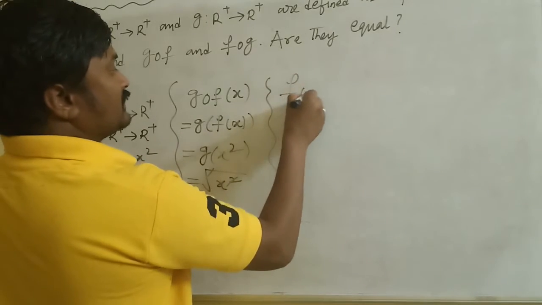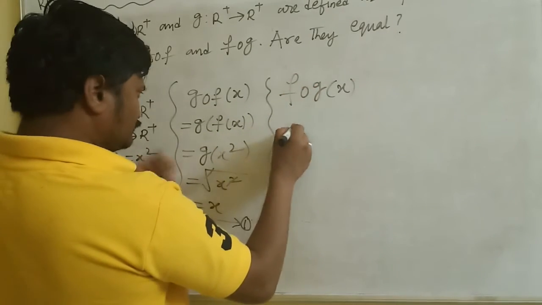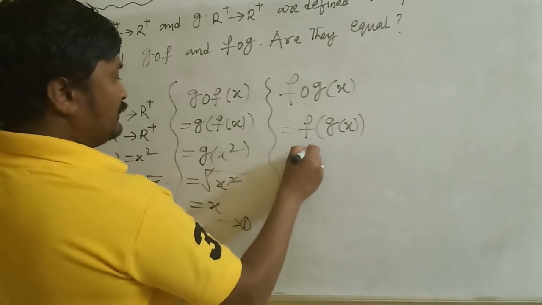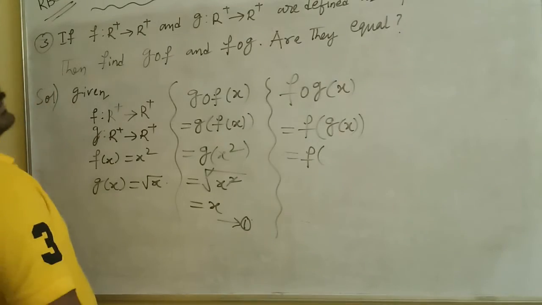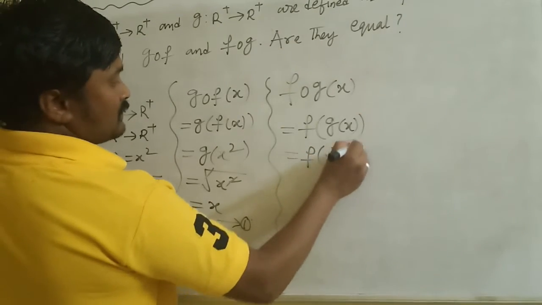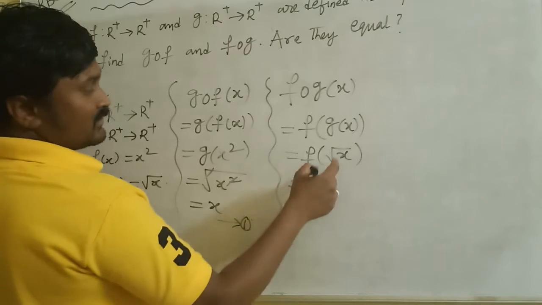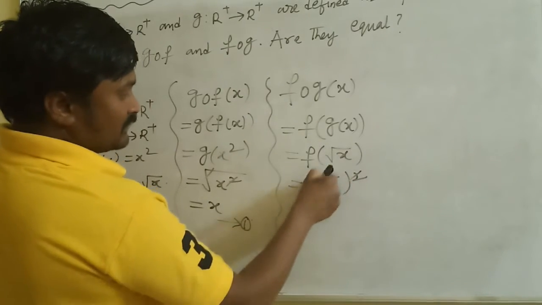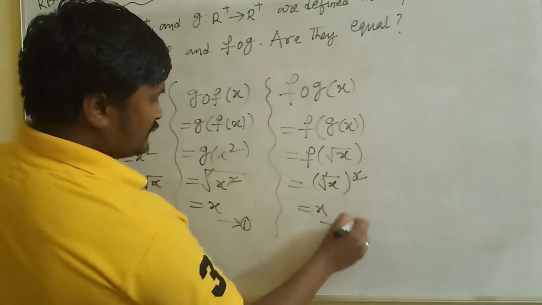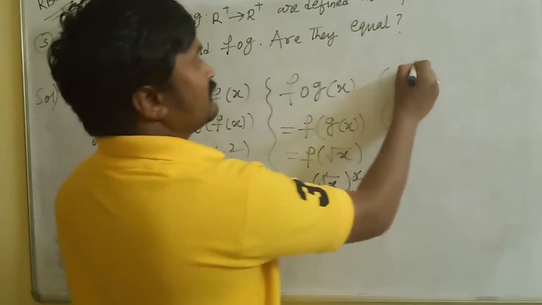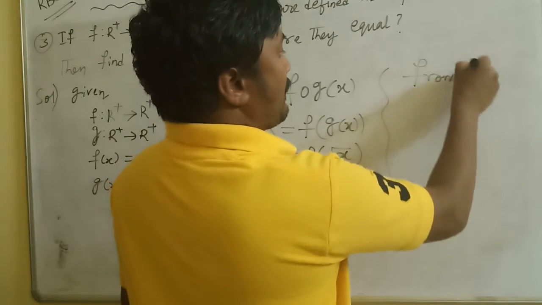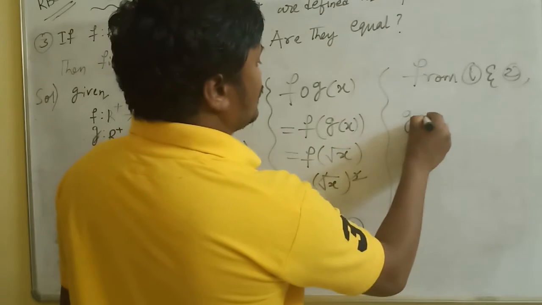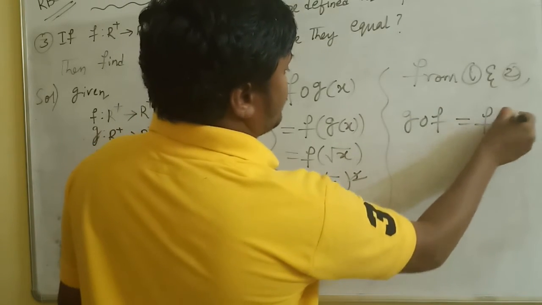Same method. Now F circle G of x, which is F of G of x. So now F of G of x is nothing but what? Root x. F of x means x square, so wherever x is there, you need to write root x. Root x whole square. Square and root get cancelled, you get the answer as x. So equation number 2. So at last, from 1 and 2, G circle F is equal to F circle G.